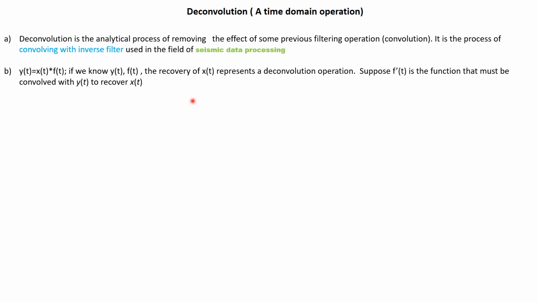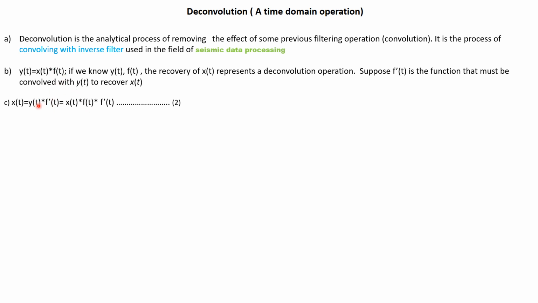Generally, deconvolution is the process of removing the effect of some filtering operation. If we know the output seismogram, the recovery of the input wavelet represents the deconvolution operation. So how do we define x of t? x of t is equal to y of t convolved with f prime of t. Suppose f prime of t is 1 by f of t, it might be there.